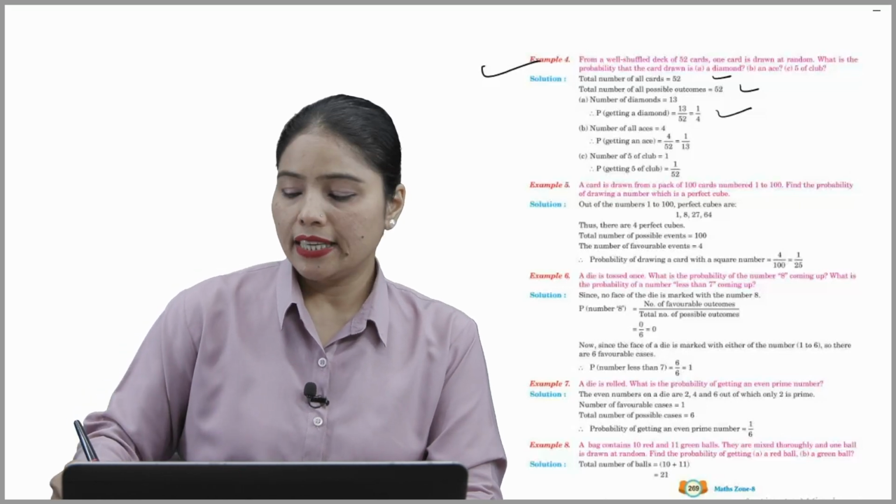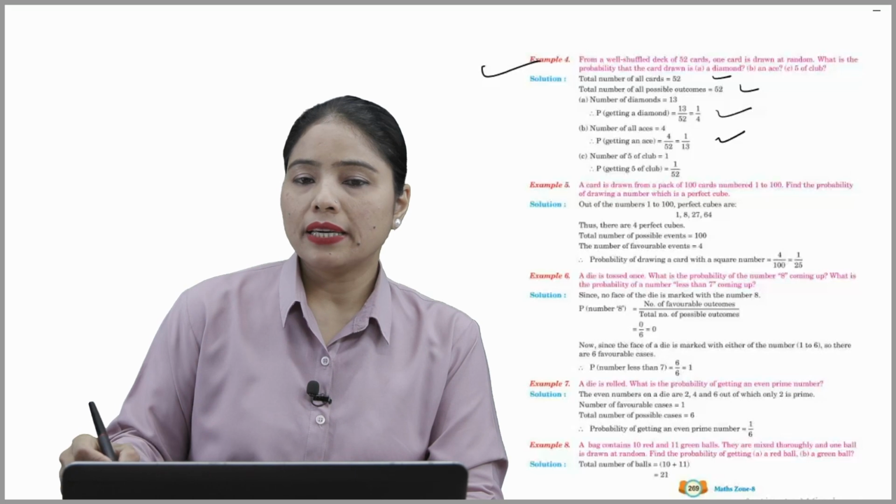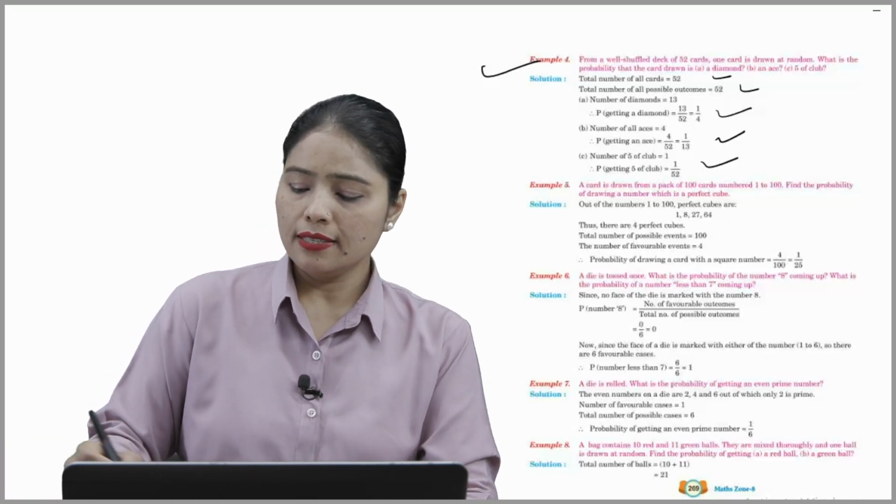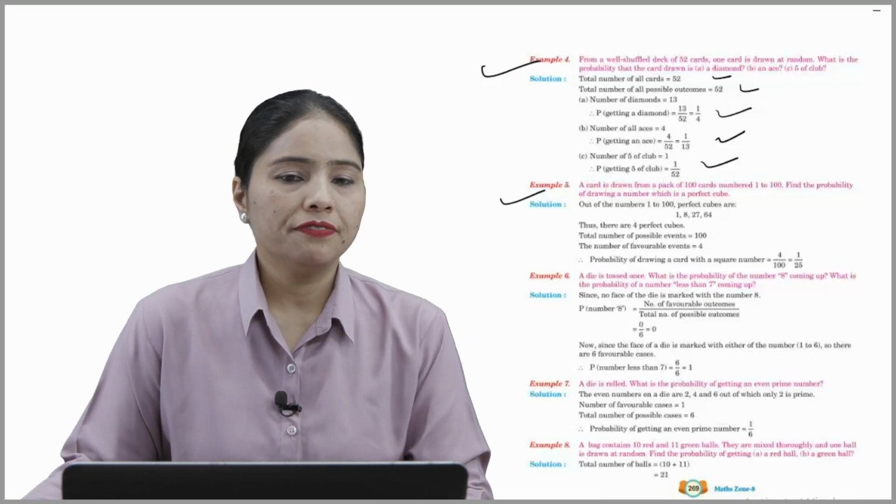Similarly, aces are how many? 4, so 4/52 is 1/13. And 5 of a club, how many will there be? 1/52 beta. I hope you understood well. So, now move on. Example 5.